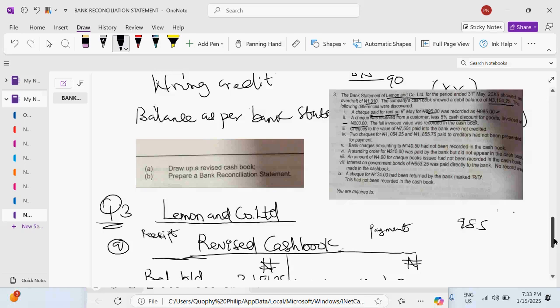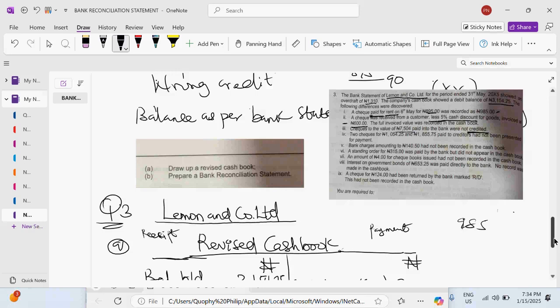Checks to the value of 7,504 paid into the bank were not credited. Were not what? Credited. What do you think this is? Uncredited checks. Good. That is uncredited checks.